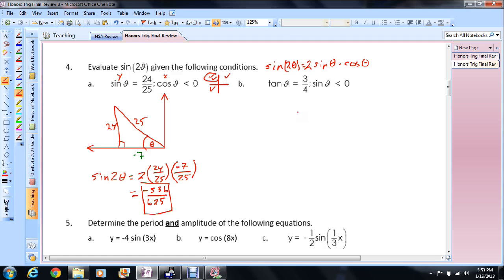Okay, so let's see how we did on part B. Here it tells us that the tangent is a positive value, so that means that the x and y have to be the same, because tangent is y divided by x. If we want a positive value, the y value and the x value either both have to be positive, or they both have to be negative. So tangent is positive in the first and third quadrant. Sine is negative, or less than 0, in the fourth and third quadrant. So our triangle this time is going to be in the third quadrant.